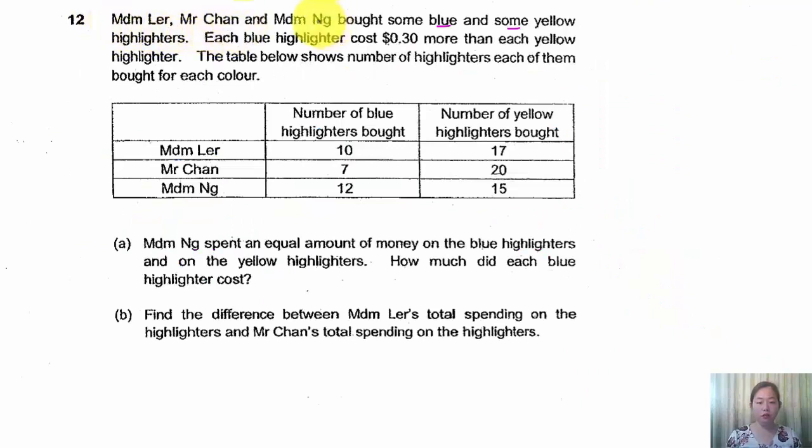Madam Le, Mr. Chan, and Madam Ng bought some blue and some yellow highlighters. Each blue highlighter costs 30 cents more than each yellow highlighter. The table below shows the number of highlighters each of them bought for each color. Madam Le, 10 blue, 17 yellow. Mr. Chan, 7 blue, 20 yellow. Madam Ng, 12 blue and 15 yellow.